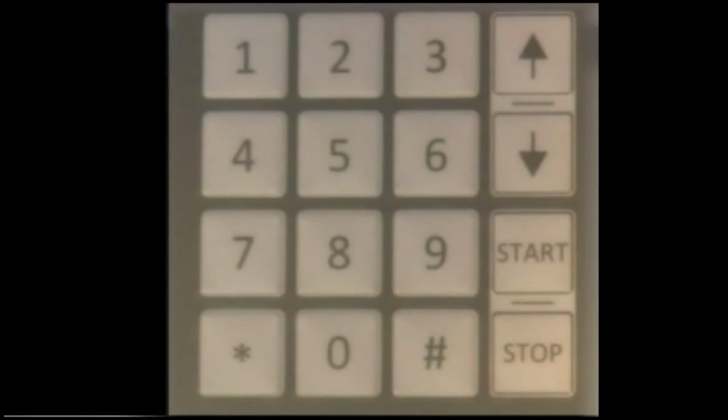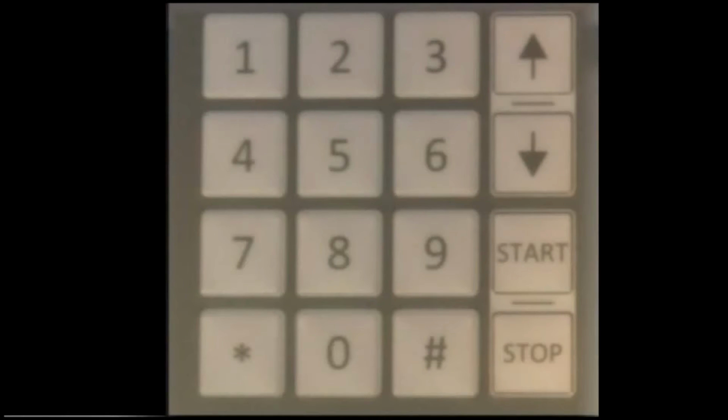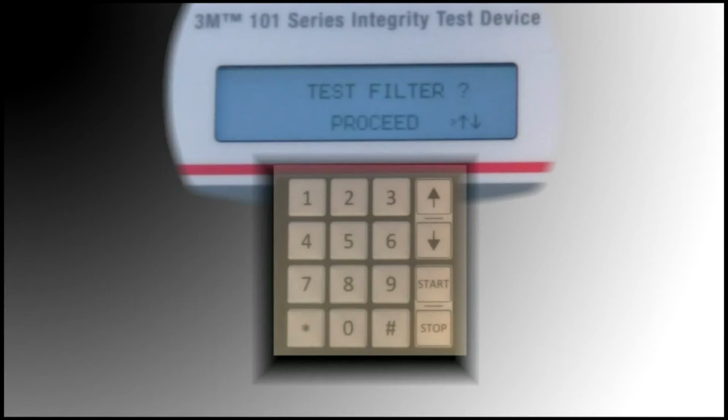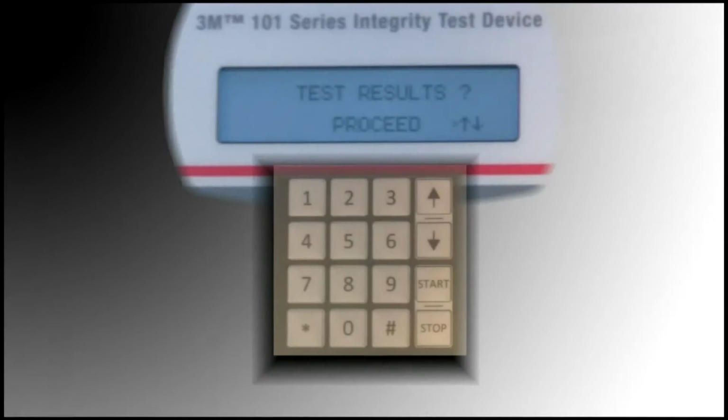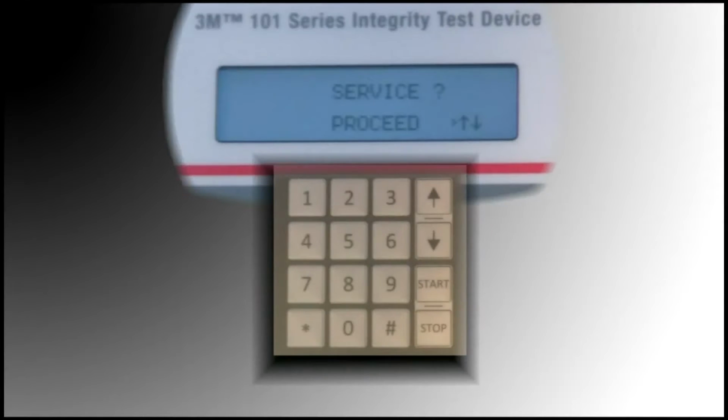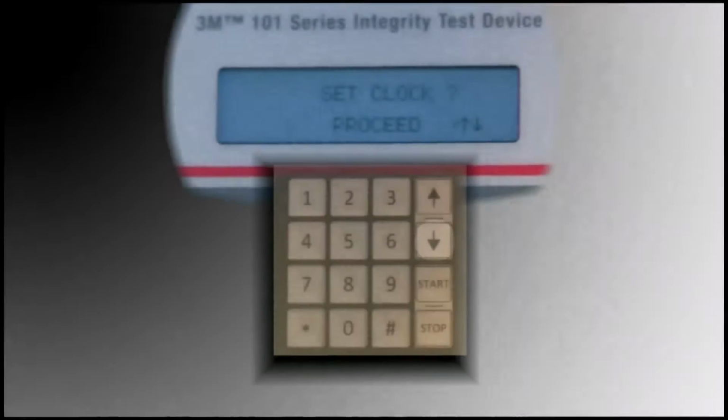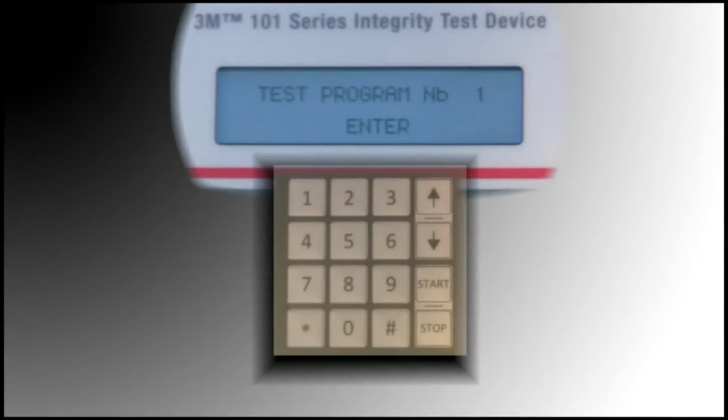The keypad. To access each of the 5 main menu options, press either the up or the down arrow on the device keypad, top right side of the keypad. The main menu options include Test Filter, Test Results, Test Programs, Set Clock, and Service. The purpose of this video is to provide assistance on programming the device, so press either the up or the down arrow until Test Programs is reached. Press the Start button, lower right.